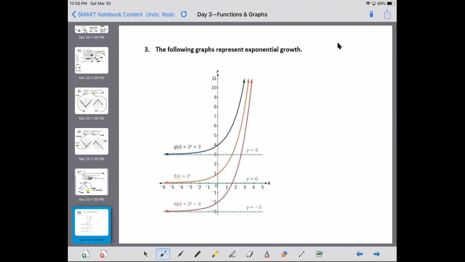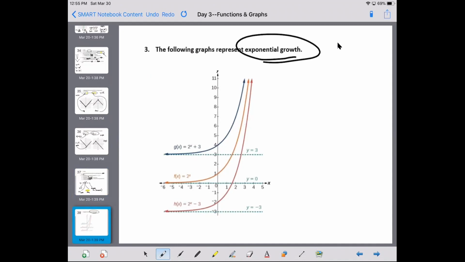These are all examples of exponential growth. Notice the shape of them. You're going to see that type of shape when the A value is positive and our B value is larger than 1, then we're going to see it grow from left to right.